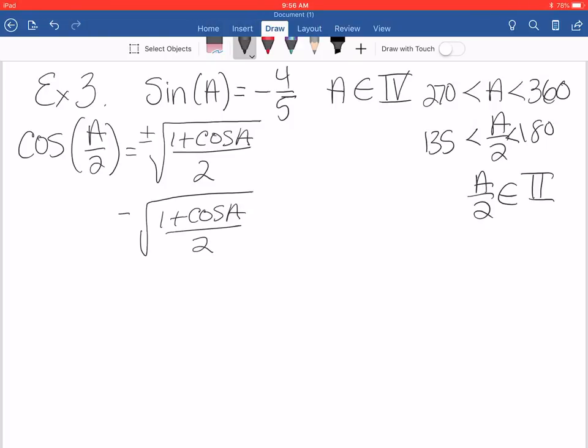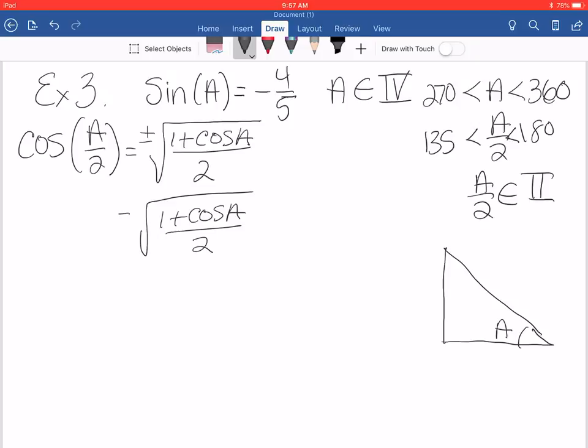And the information that's given to us in the problem is about sine A, and we need to find the cosine of A so I can plug it into the formula. So in the other examples, we had that information given to us. In this one, we're going to have to do a little bit of extra work to find cosine of A.